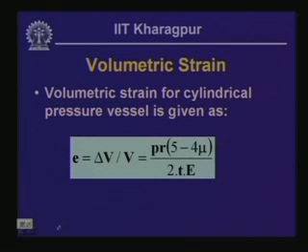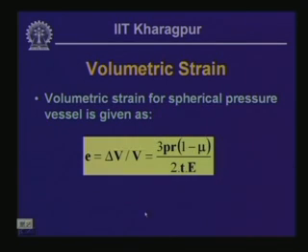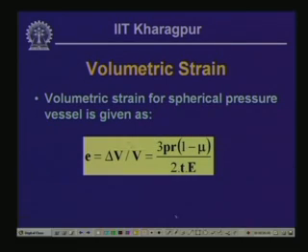Now, likewise we can compute the volumetric strain for a spherical vessel as well. In case of a spherical pressure vessel, the volumetric strain E equals delta V by V, which is 3 Pr into (1 minus mu) by 2E, and we can compute the value exactly in the same way as we just now did.